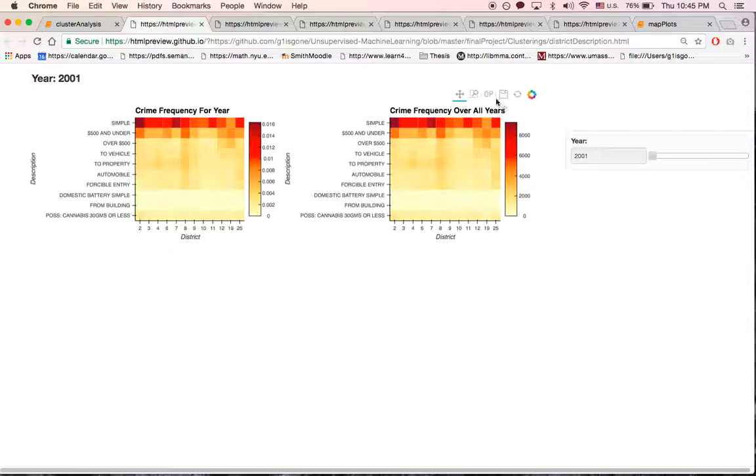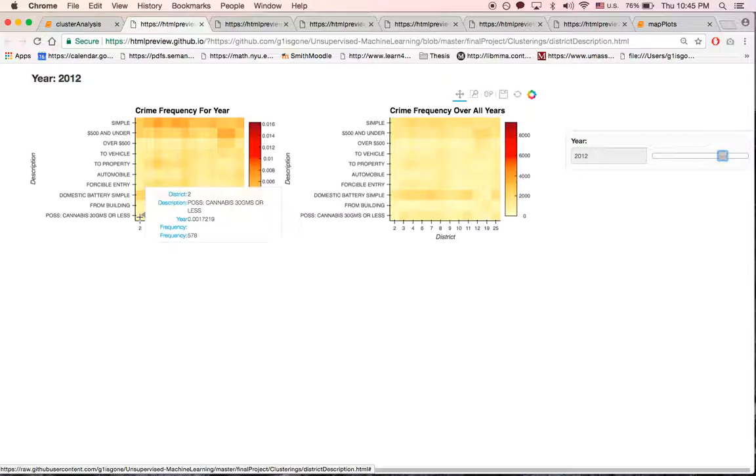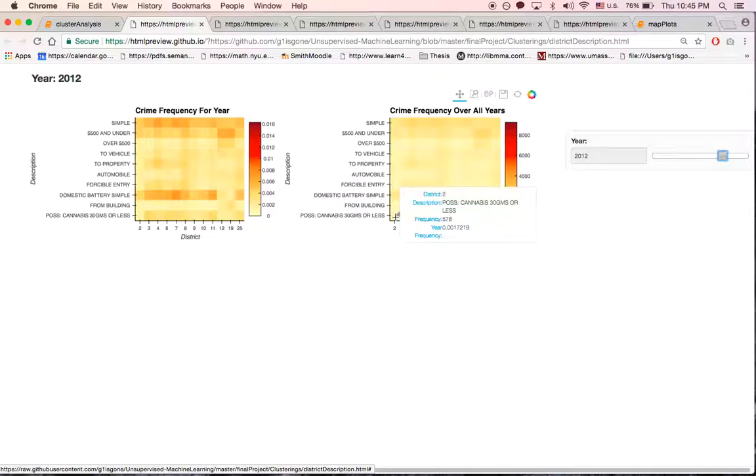What you can see here has labels where you can hover over to see specific information, and you can also save it, reset it, zoom in, and another attribute is a slider. So you can see data over years, and these two heat maps are linked together. The difference between these two heat maps is the following. This one shows the frequency of a specific crime in a specific district for that year, while this is the frequency of that crime across all years.